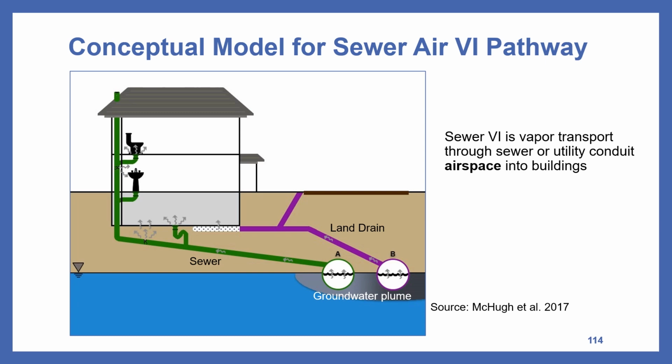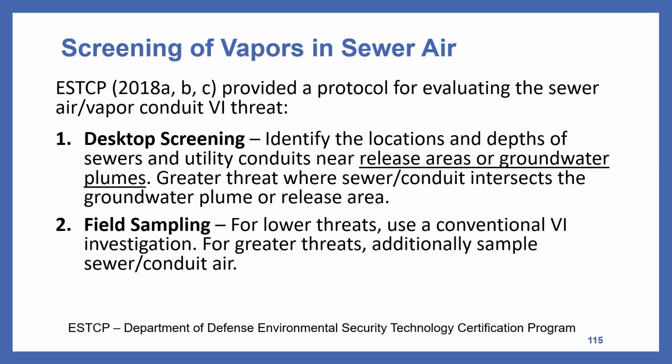As I mentioned on the opening slide, Attachment 3 includes a description of sewers and a summary of studies where sewer VI or vapor conduit VI have been demonstrated. We recommend that you review these when you have time. For the next couple of slides, we're just going to talk about screening of vapors in sewer air and also sampling. In 2018, the Environmental Security Technology Certification Program published 3 documents related to the sewer air vapor conduit VI pathway, and included a protocol for evaluating the threat. And this protocol is pretty helpful.